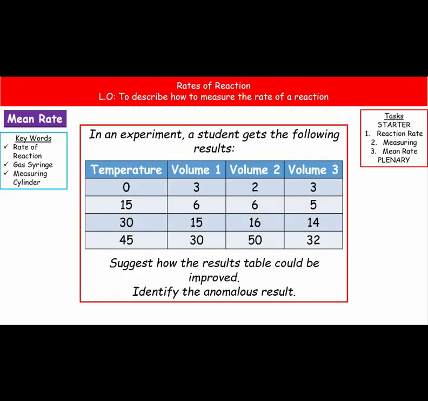Okay, next thing is actually looking at the results we've got and actually doing something with them. What I've given you here is a table of results. First of all, look at that results table and suggest how we can improve it. Any points on how that table could be improved, write those in your book. And secondly, identify which of those results is the anomalous result, also referred to as the anomaly, the outlier. Which one of those results is the anomalous result? I'm just going to give you about 1.5 minutes to get that done.